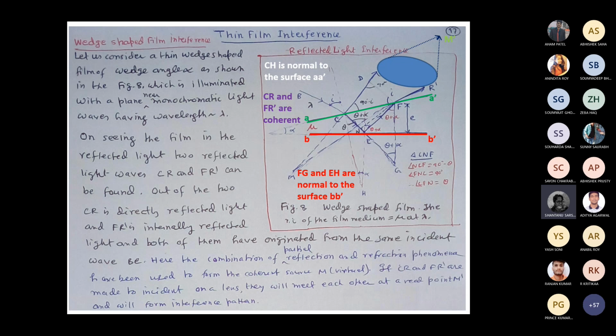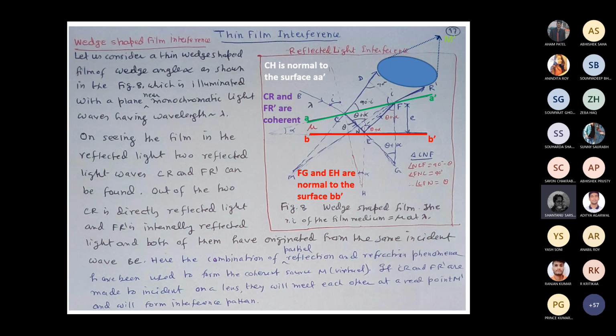Out of the two, the CR is directly reflected. R is here. The CR is directly reflected, and FR' is internally reflected because it has passed through the inside of the film and then come back. So this is internally reflected.